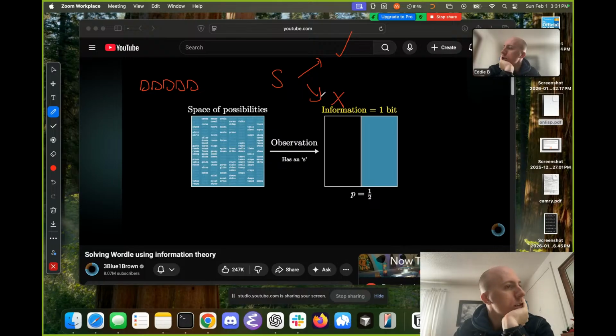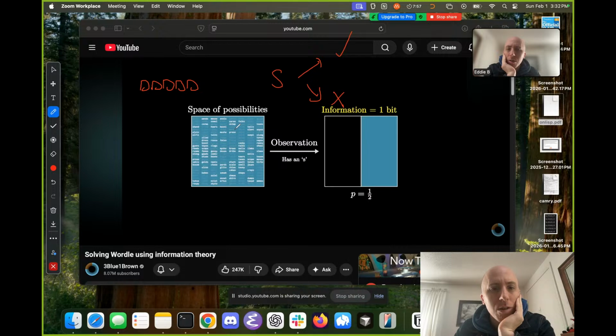I keep going back and forth between the word has been chosen versus the word has not been chosen, because in this case, the word isn't chosen. We're just highlighting all the words that have an S. So you can imagine this gets toggled one way or the other depending on the actual hidden word. If the hidden word does have an S, then these are the words that are left, and that's going to cut down our space by half.